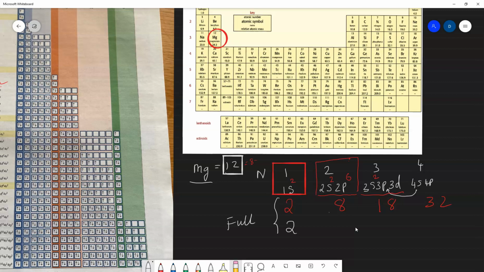The second shell can have a maximum of 8. In magnesium, the 8 electrons are already there. You can also say that the second shell is full. The third shell can take a maximum of 18 electrons, but only 2 are present in the third shell. You can say that this is partially full. In other words, the third shell has got some space to accommodate more electrons. You should use these words: full shell and partially full.